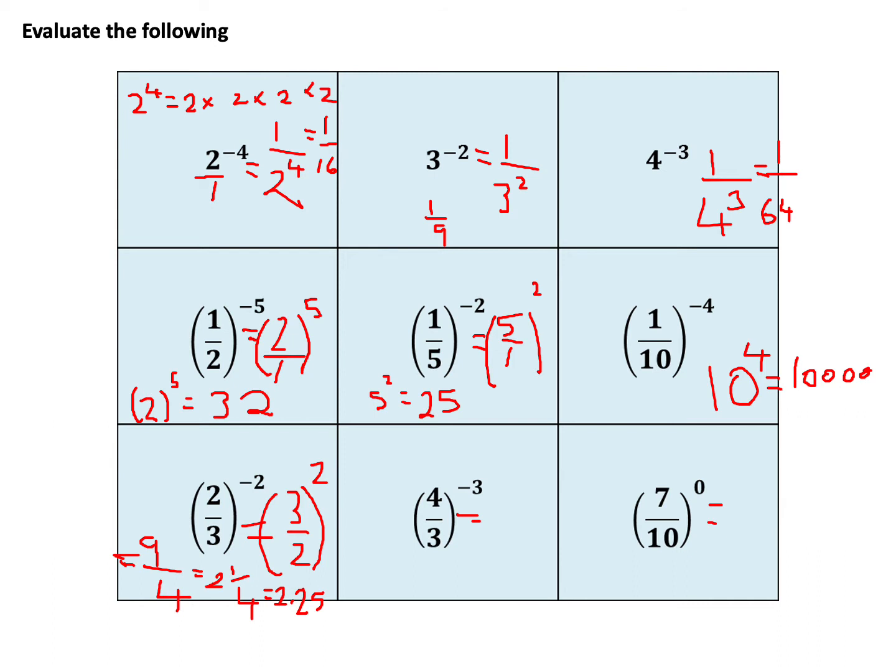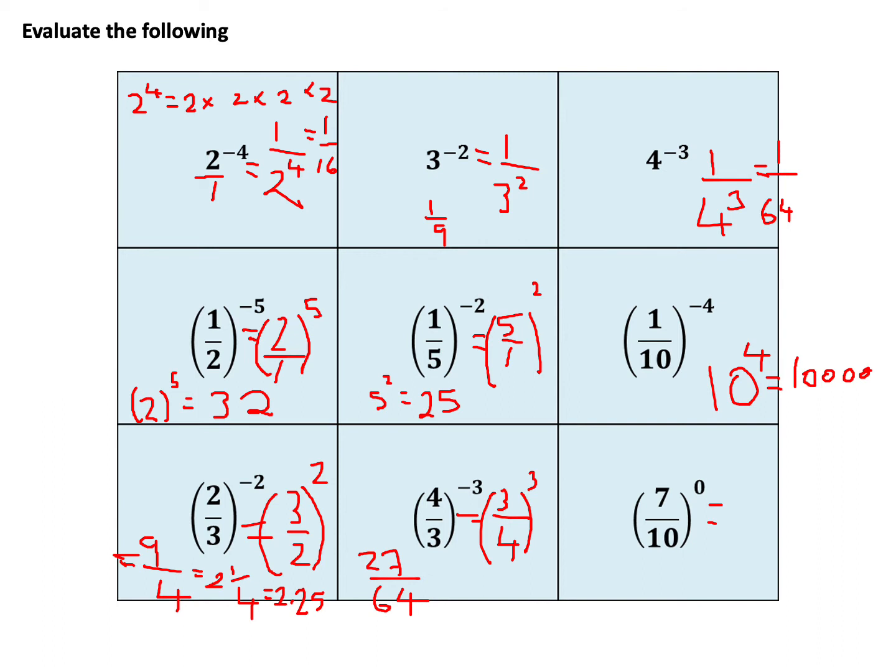4 over 3 to the minus 3. Well, I flip it, so I get 3/4 cubed. So 3 cubed is 27. 4 cubed is 64. So the answer is 27 out of 64, which can't be simplified any further because there are no common factors between these two numbers.